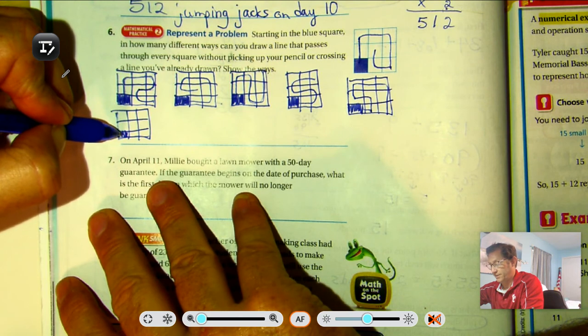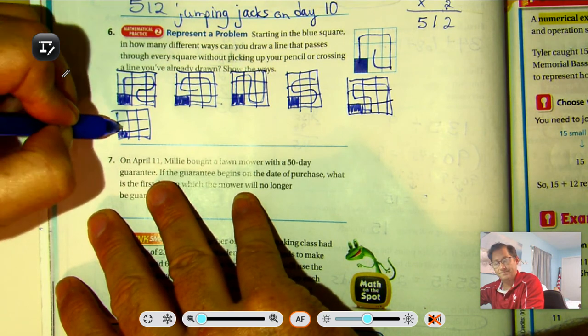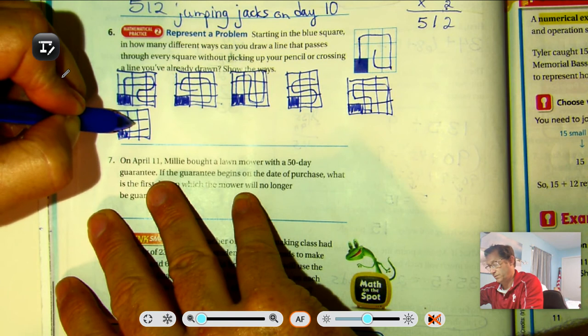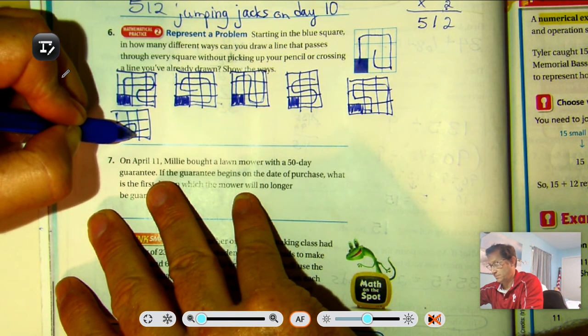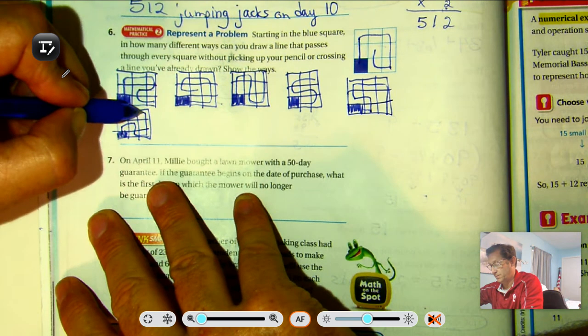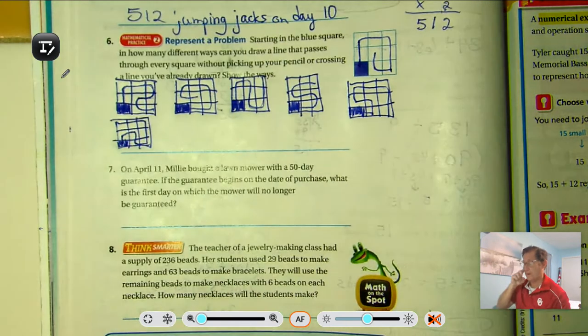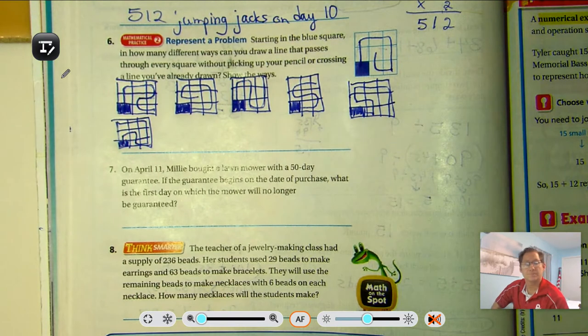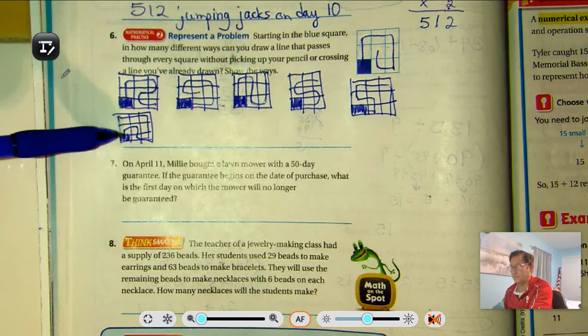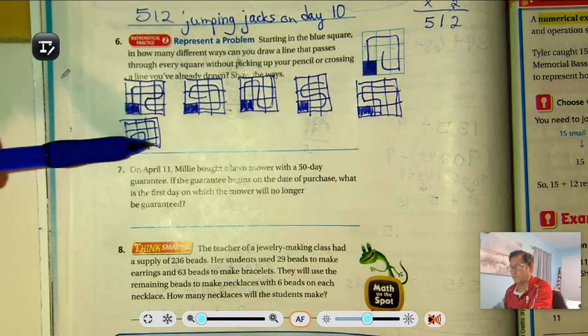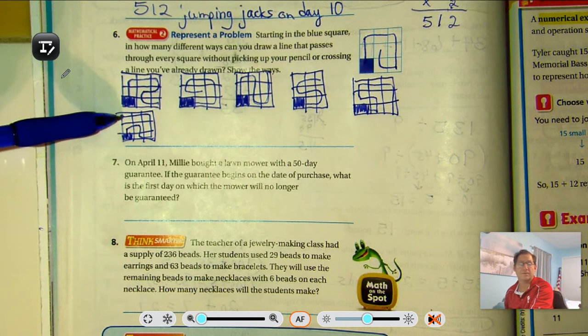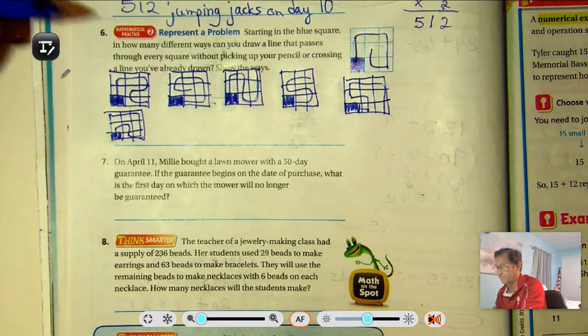Let's see, start here, go up one, go over, down, over, up, over. So I get up, around, and finish there. That looks different than any of the other ones I've done. Okay.